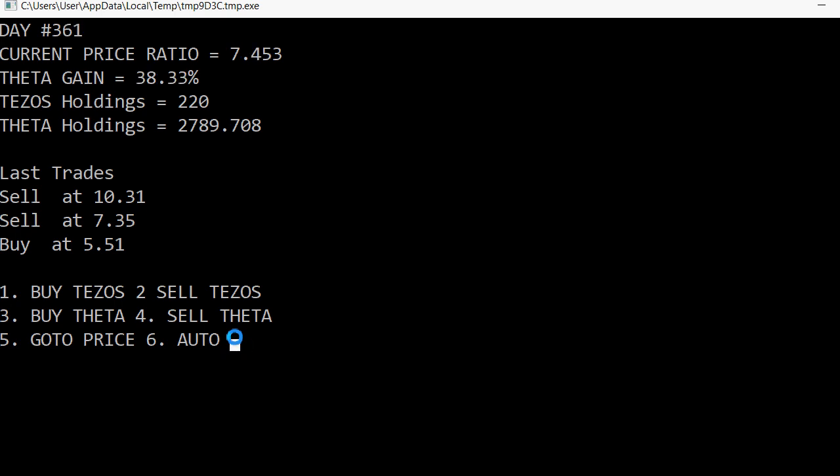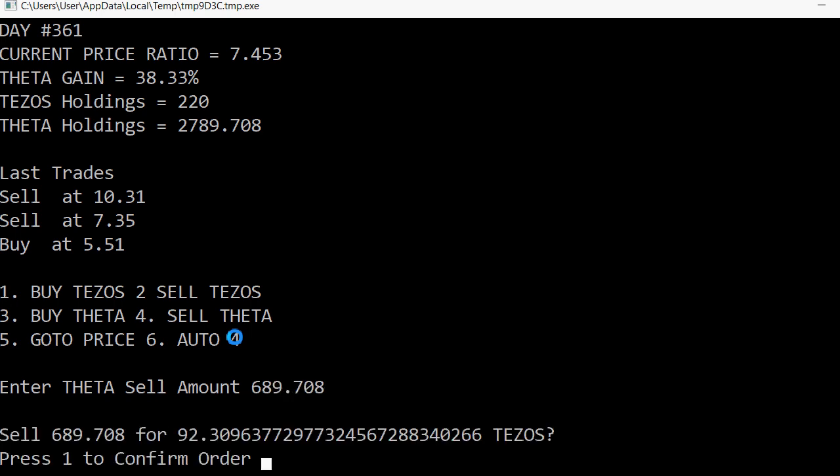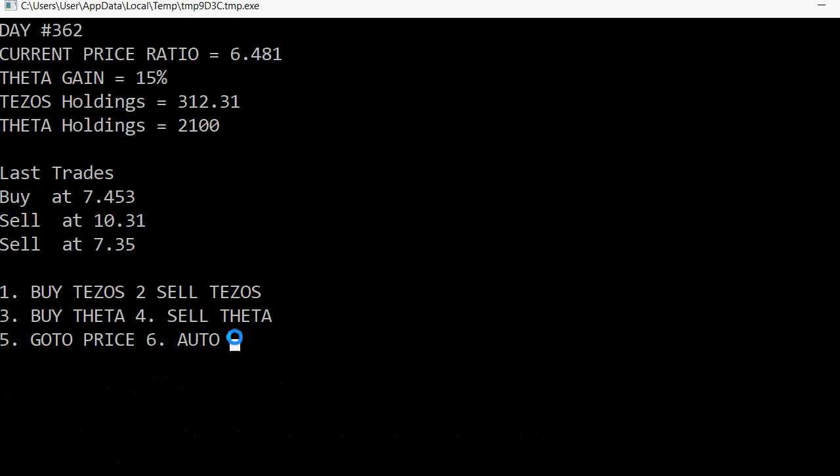And next move is a Theta gain again. So 2789. Let's go maybe 689. And we got 312 and 2100 of the two now. 37% move for Theta. Day number 372, getting near the halfway point, 5.4 ratio. Let's go 500.